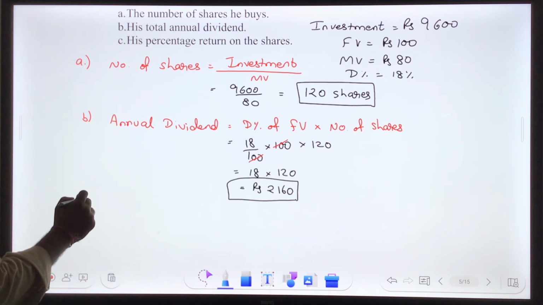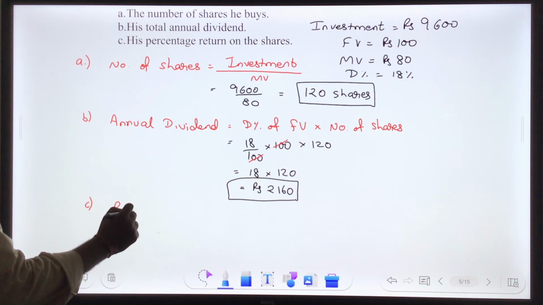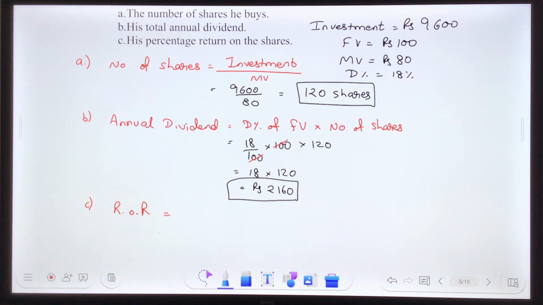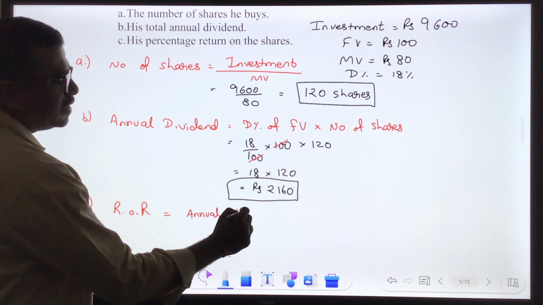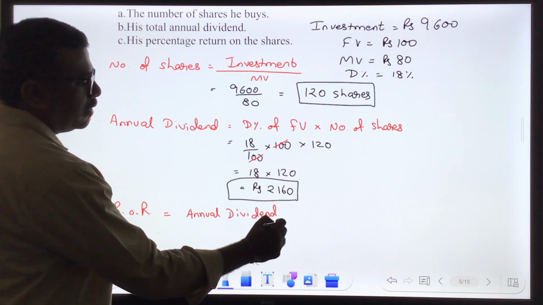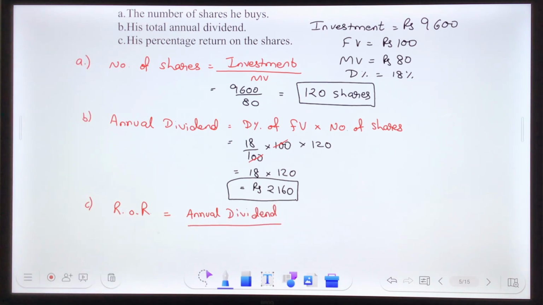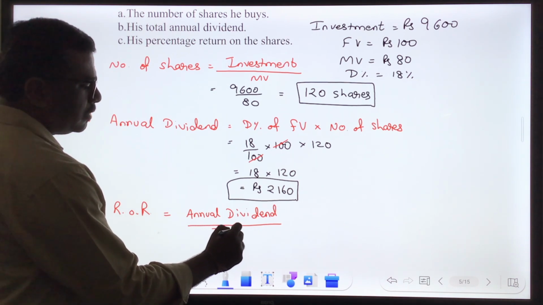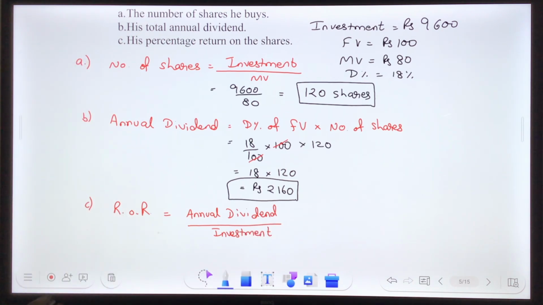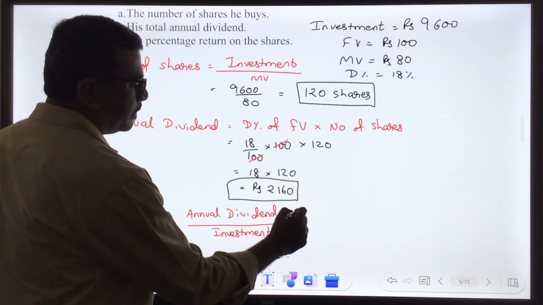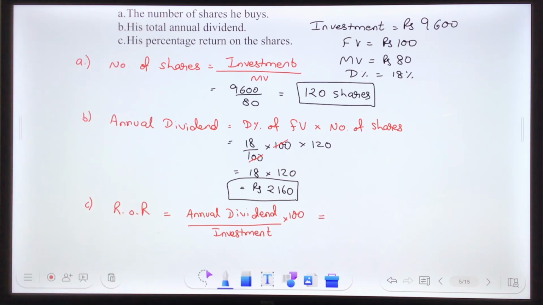So percentage return, or we call this rate of return, RoR. It is given by the ratio of his annual dividend, how much he has received from the company, out of his total investment. So divide by total investment, and we are finding the rate percentage. So we multiply this by 100. So the formula for rate of return or percentage return is annual dividend upon investment into 100.